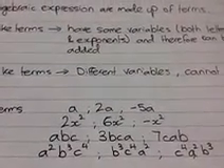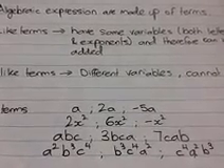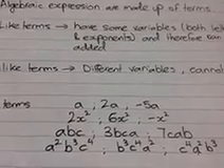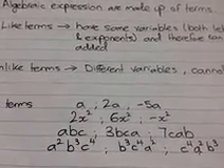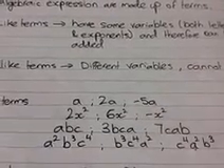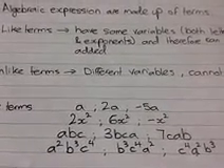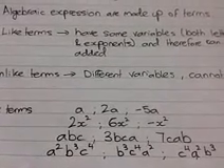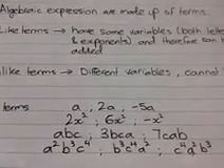Here we have, on the first line, a, 2a, and negative 5a. Despite the coefficient, or the number, being different, they are all in terms of a, and as a result, can be added. Below that, 2x squared, 6x squared, and negative x squared, all having x squared, and as a result, can be added.